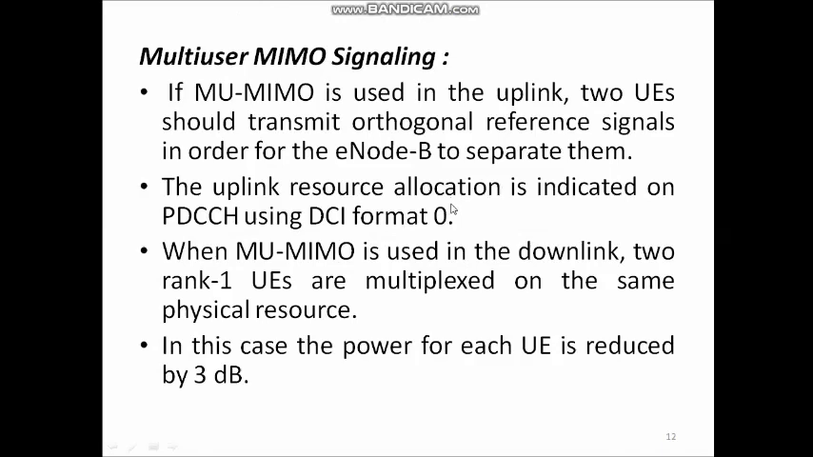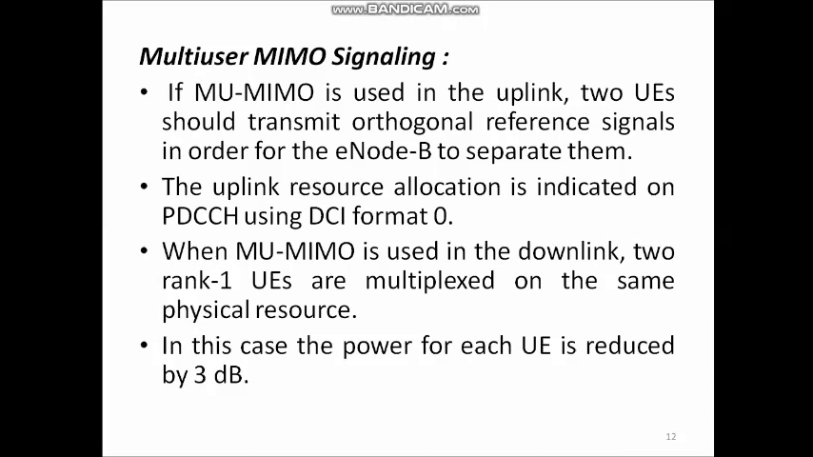Okay, next consider multi-user MIMO signaling. If multi-user MIMO is used in the uplink, two user equipments should transmit orthogonal reference signals in order for the eNodeB to separate them. So, since there are multiple users, user equipments should use orthogonal reference signals, so that the eNodeB can separate the user equipments. And the uplink resource allocation is indicated on the physical downlink control channel using DCI format 0. So, this contains a 3-bit field to indicate the cyclic shift in the reference signals.